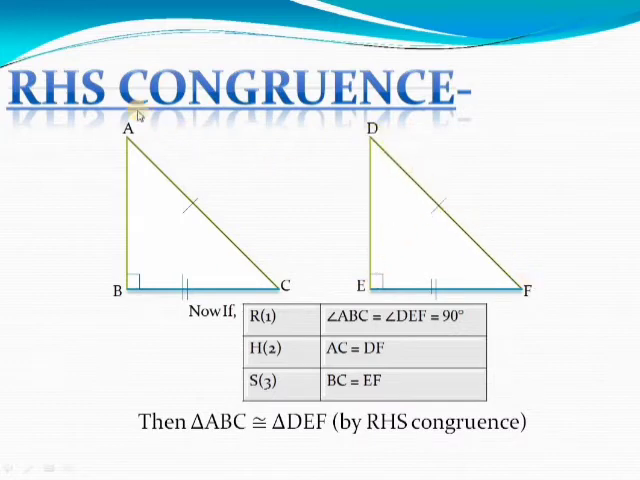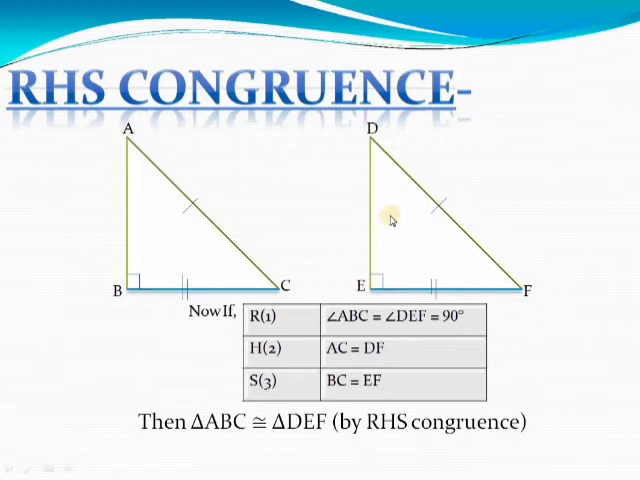And S is any of the remaining sides. You have two sides remaining, AB or BC, and here DE or EF. From the diagram it is given that BC is equal to EF. So see here carefully: right angle, hypotenuse, and any of the sides, that is BC, is equal to EF. If this happens, then according to RHS criterion we say that these two triangles are congruent.